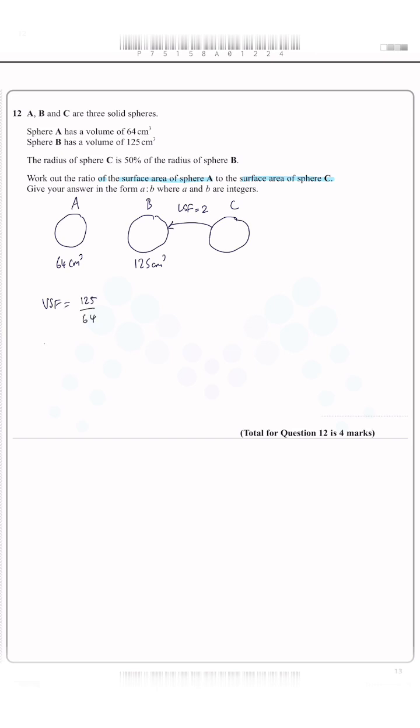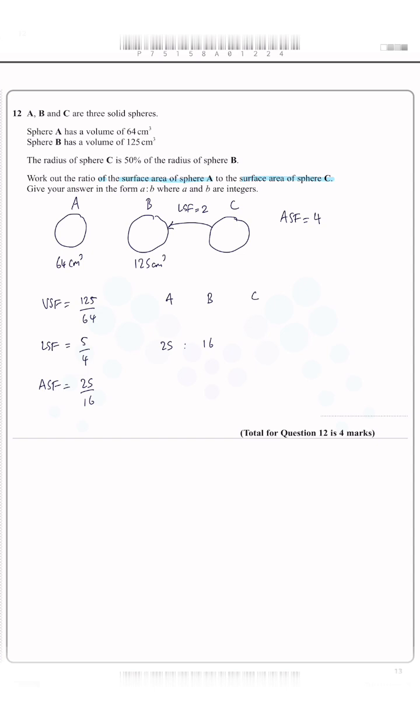So if I was to find the length scale factor from there, I have to cube root each of the numbers, and that will give me 5 and 4. To find the area scale factor between the two, I have to square them, so it gives me 25 over 16. So for A and for B, my area scale factor is 25 to 16 between the two of them. Now, if I compare B and C, my length is 2, therefore my area scale factor must be equal to 2 squared, which is 4.